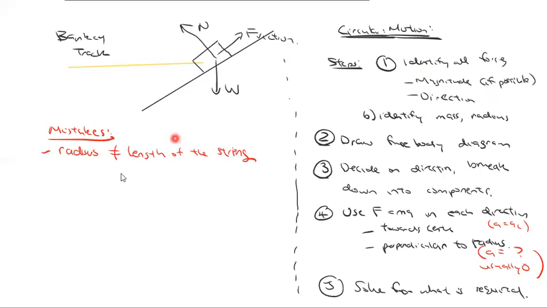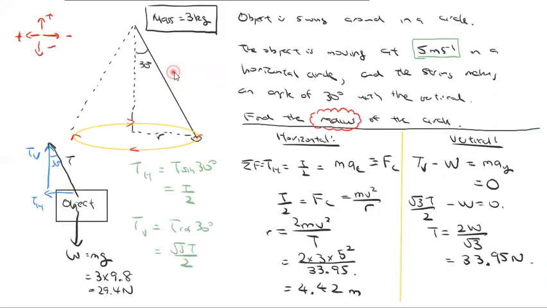Okay, so common mistakes you might find: people might assume that the length of the string is the radius, which is not necessarily the case. It is definitely not the case in my example here. In fact, R must equal L sin 30 in my case.